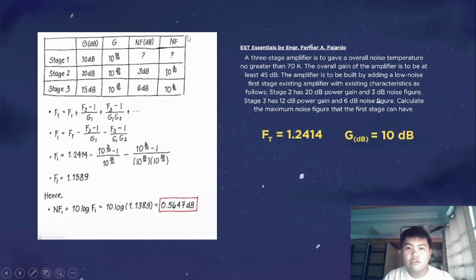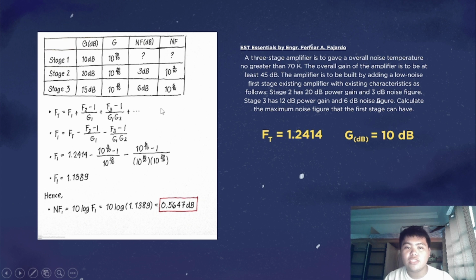So we will create a table again in order to convert the power gain and the noise figure from decibel to unitless. For stage 1, we have 10 decibel, which has a gain of 10 raised to 10 over 10. Stage 2 has 20 decibel or 10 raised to 20 over 10. Stage 3 has 15 decibel or 10 raised to 15 over 10. For the noise figure, stage 2 has 3 decibel, or simply 10 raised to 3 over 10, unitless. And stage 3 has a noise figure of 10 raised to 6 over 10.